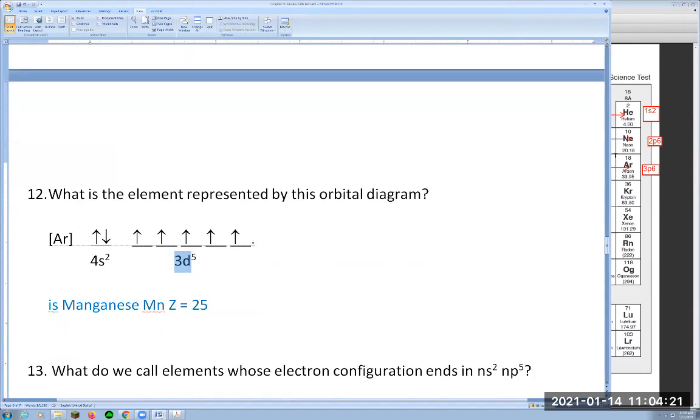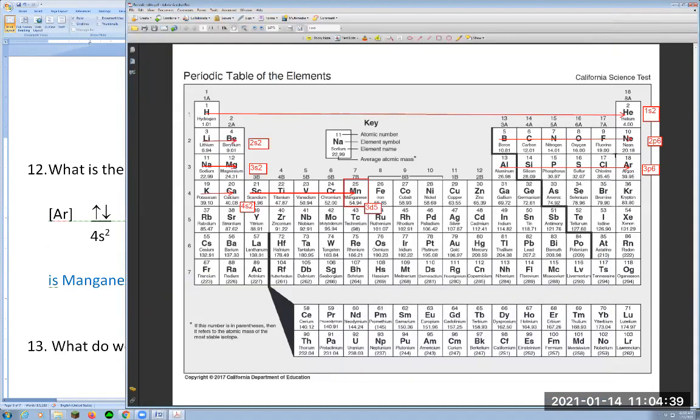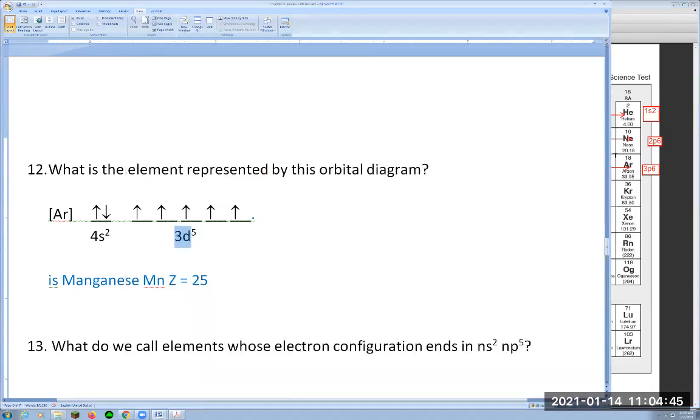Well, actually, we have a question 13 here that is about something else. What do we call elements whose electron configuration ends in ns2 and p5? Electron configurations for elements that are in the same group, which means same columns, end in the same type of electron configuration. And here we say ns2 and p5. The n represents the period number. So if you start with n equal 2, ns2 and p5, where would that be?